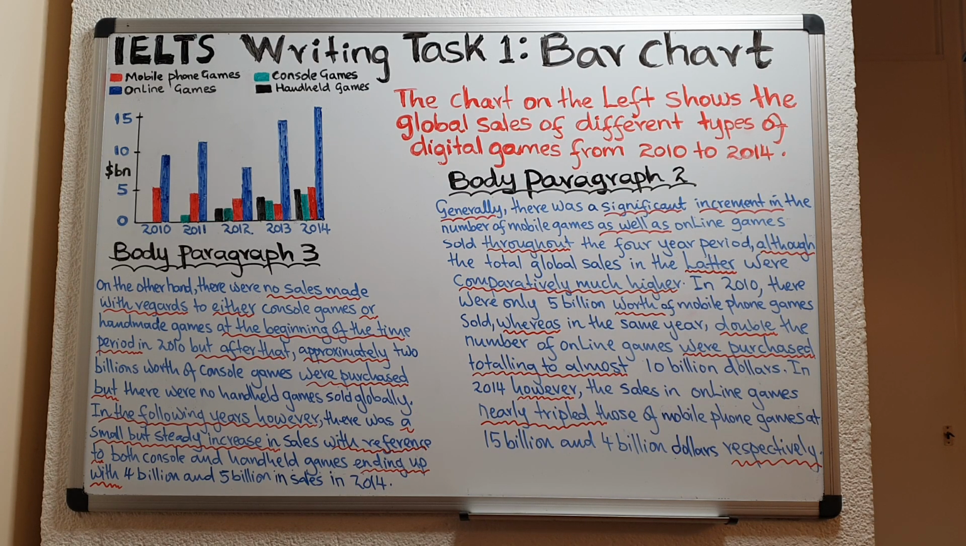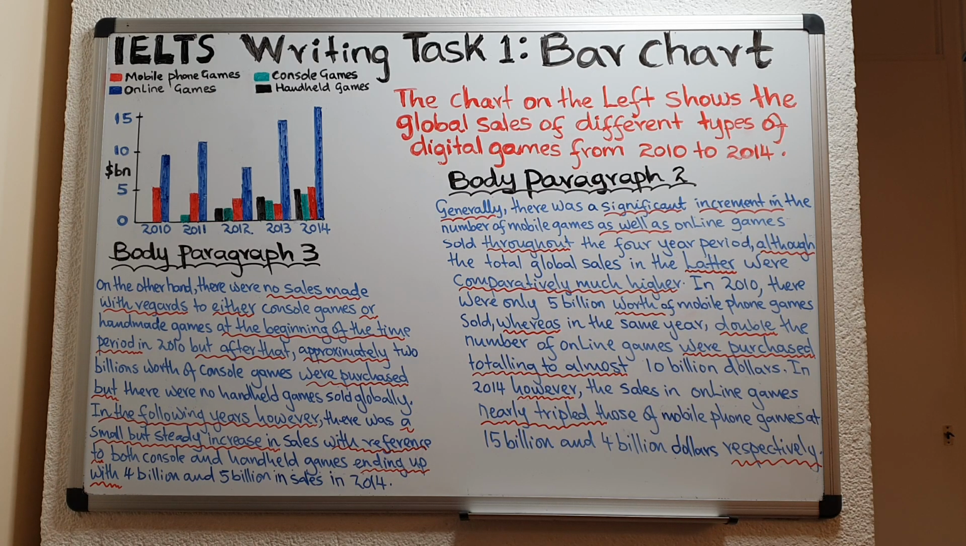I'm going to begin this lesson by giving you some information about IELTS Writing Task 1. You only get 20 minutes to write your Task 1. You are expected to write more than 150 words. Your Task 1 is marked in terms of the task achievement, your coherence and cohesion, the vocabulary, and the grammar.